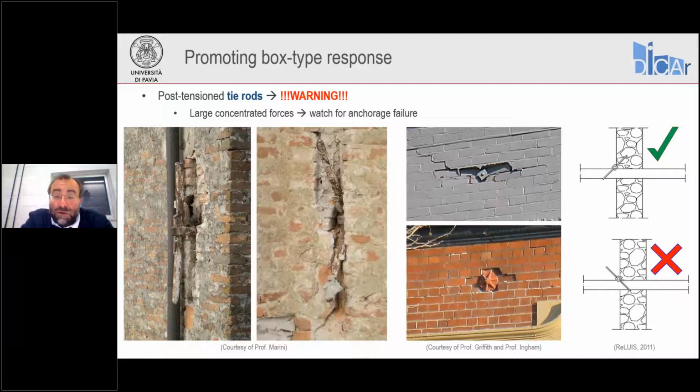On these other photos, in the center of the slide, we can see failure of the masonry behind the anchor plate. Again, a problem of excessive bearing pressure. In this case, failure was on the masonry side rather than on the anchor system side. And finally, on the right-hand side of the slide, I'm showing you an important detail.